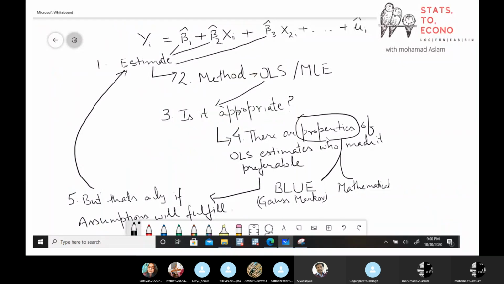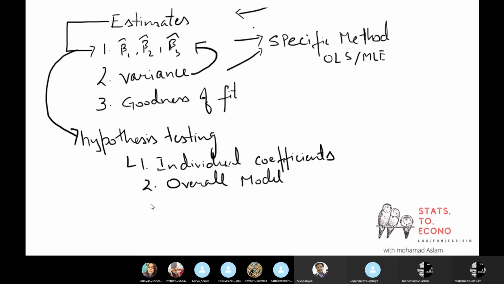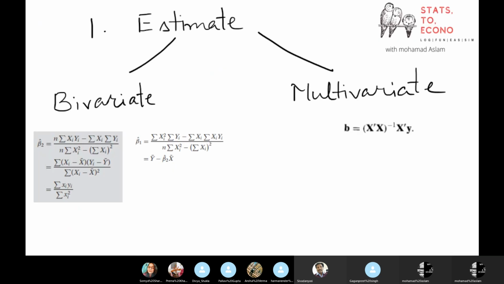I'll come to properties later on. Before that, you have to understand the assumptions first, because these properties will only be fulfilled when these assumptions are met. After these assumptions and properties, we also have to calculate the goodness of fit, the variance of these estimates, and then after that, next week I will start the hypothesis testing part for the multivariate regression model.